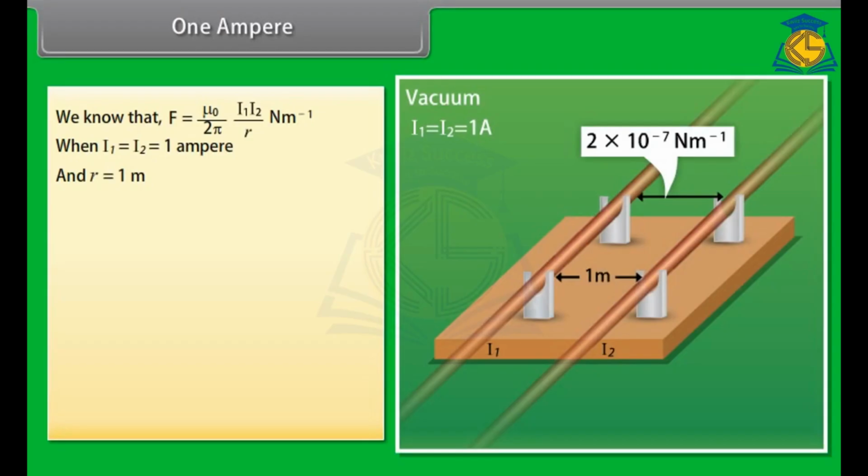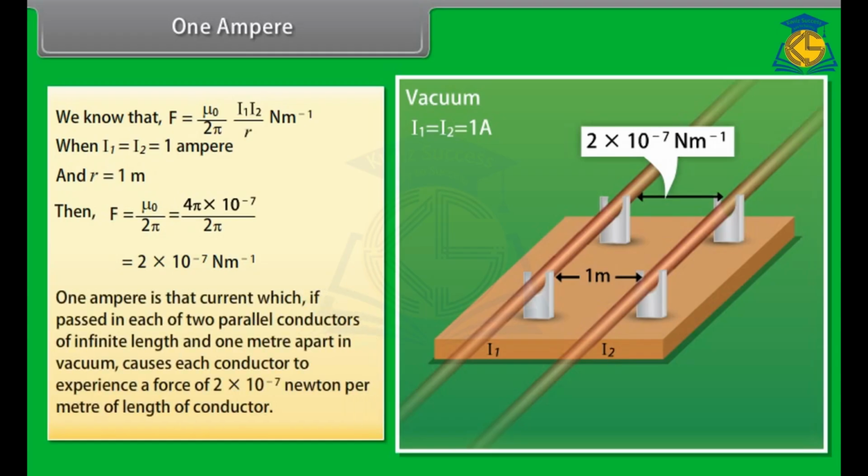We know that F is equal to mu naught upon 2 pi multiplied by I1 I2 upon R. When I1 is equal to I2 is equal to 1 ampere and R is equal to 1 meter, then the value of F is equal to 2 into 10 raised to the power minus 7 newton per meter. Therefore, 1 ampere is that current which, if passed in each of the two parallel conductors of infinite length and 1 meter apart in vacuum, causes each conductor to experience a force of 2 into 10 raised to the power minus 7 newton per meter of length of conductor.